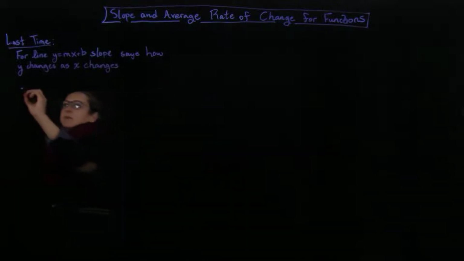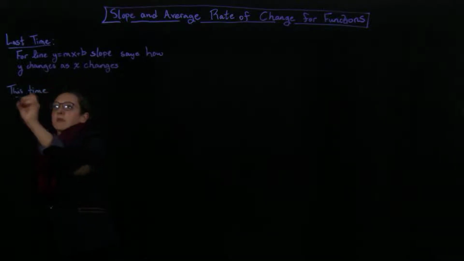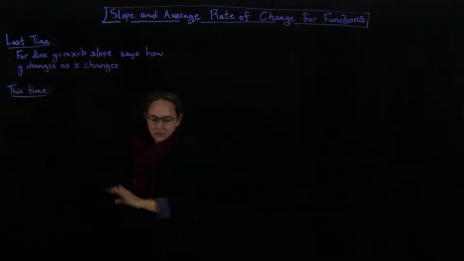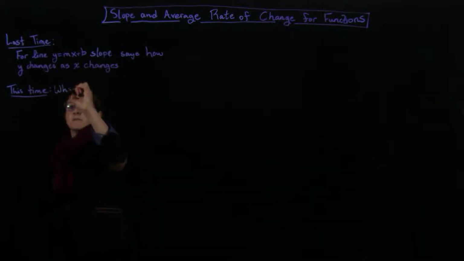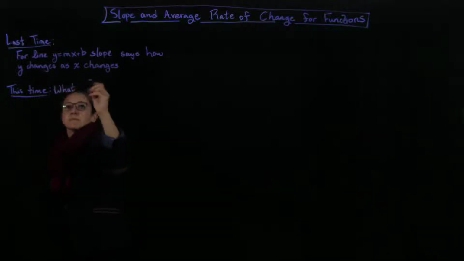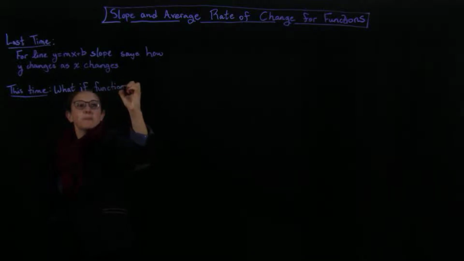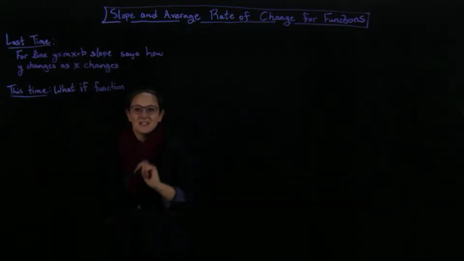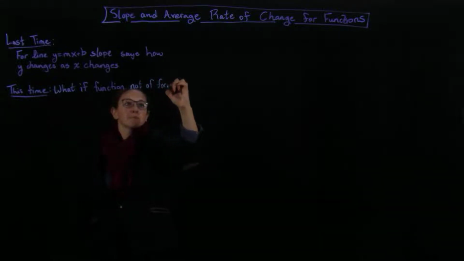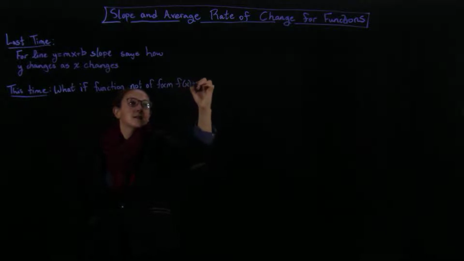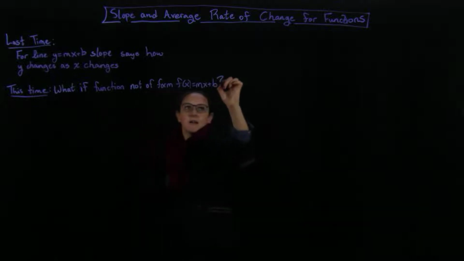We're going to move on from that this time, and we're going to talk about what we're going to do if the function is not actually of that form. So what if a function is not of the form f of x equals mx plus b, or some variant of that function?